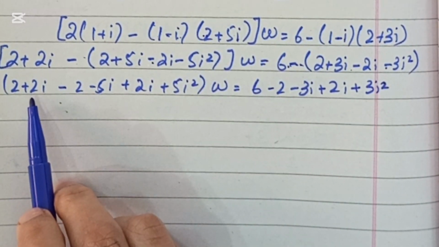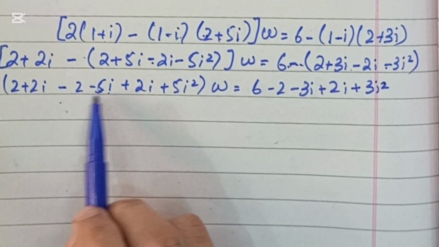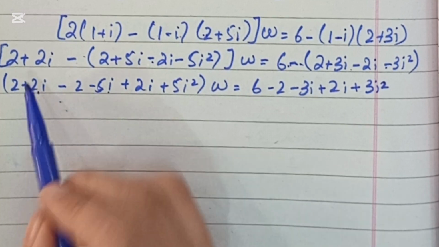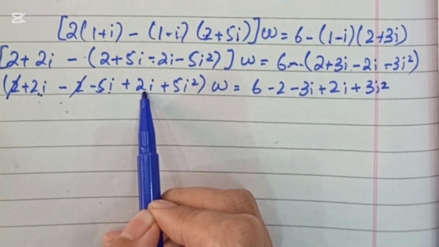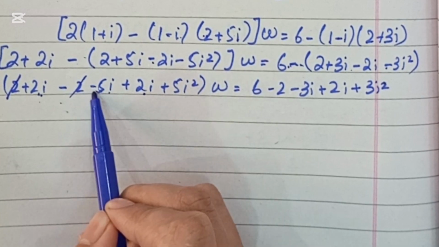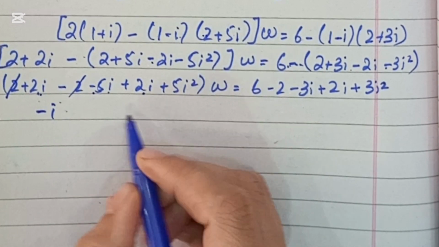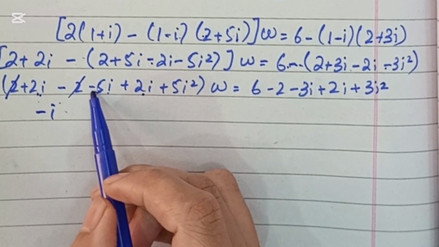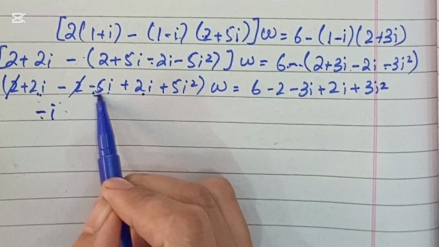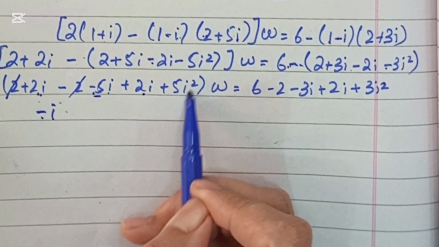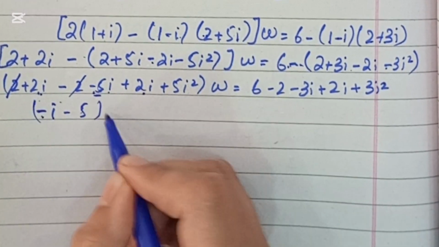Now check if any of the terms can be cancelled. This 2 iota, 2 and 2 will be cancelled. This 2 iota and this 2 iota will be turned into 4 iota. Minus 5 iota plus 4 iota is minus iota, because the operation will be minus, so 5 minus 4 is iota, and we will put this minus sign here because the bigger number has minus. Here iota square is minus 1, so we will write minus 5 here.